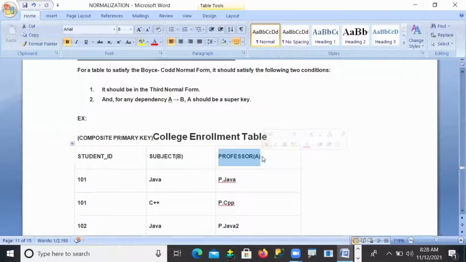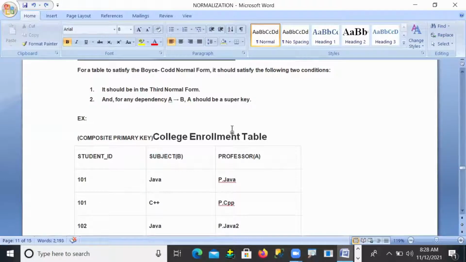So professor is not a super key because professor is not a primary key. But subject is a primary key, which means subject is a super key, but professor is not a super key. Then this does not satisfy your BCNF.